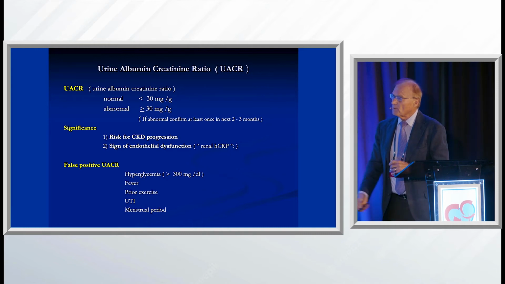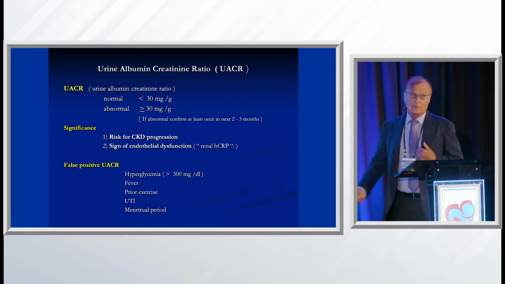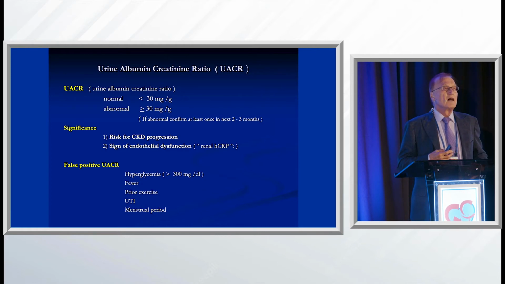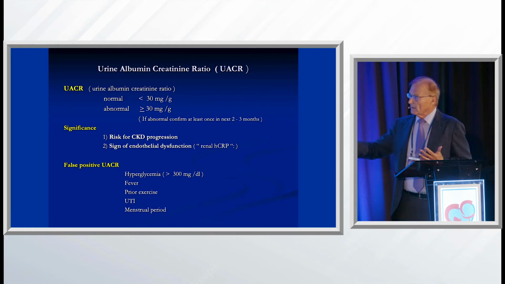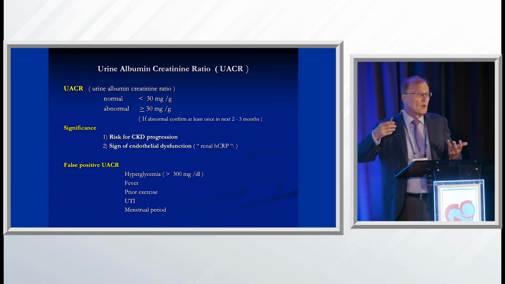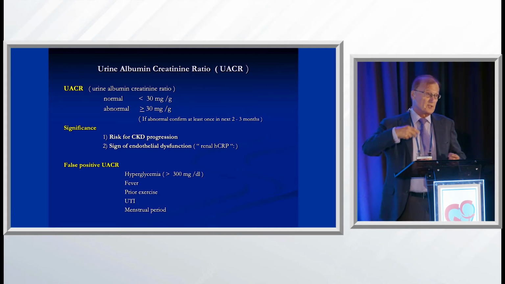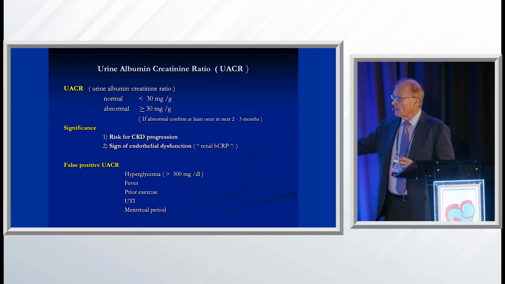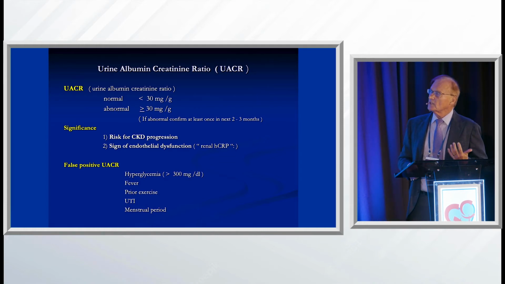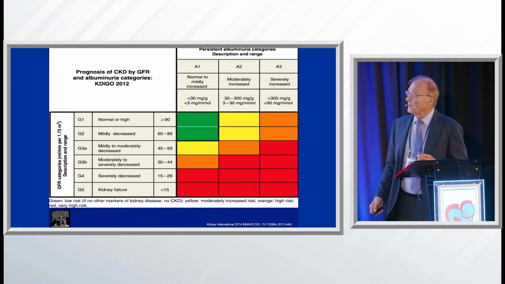So what are the false positives? Well, if your sugar is over 300, you're hyperfiltrating, that gives you a false positive. Fever, 101, 102, and prior exercise, well, not just walking, but maybe running 4 or 5 miles, a UTI, a menstrual period. So you need to be aware of false positives.